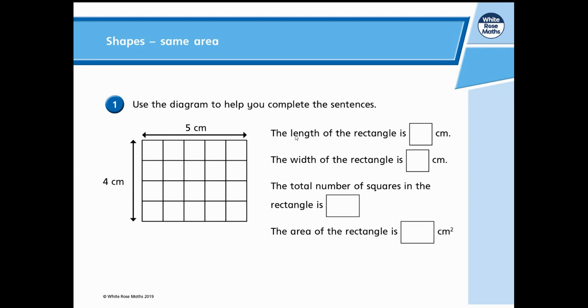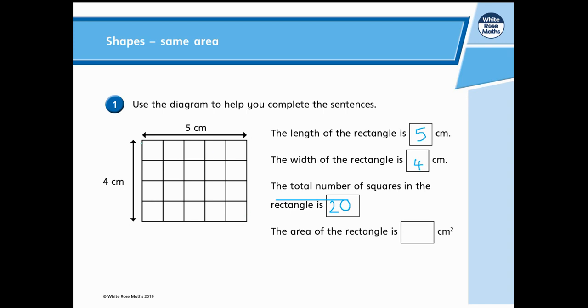Okay, so hopefully you filled in your sheet. The length of the rectangle, it says here, is 5 and the width is 4. Now if I was to count the number of squares in there, I'd have 20. Seems that my pen is still winding me up, never mind. The area of the rectangle then is 20. So the area just means the space inside the rectangle.